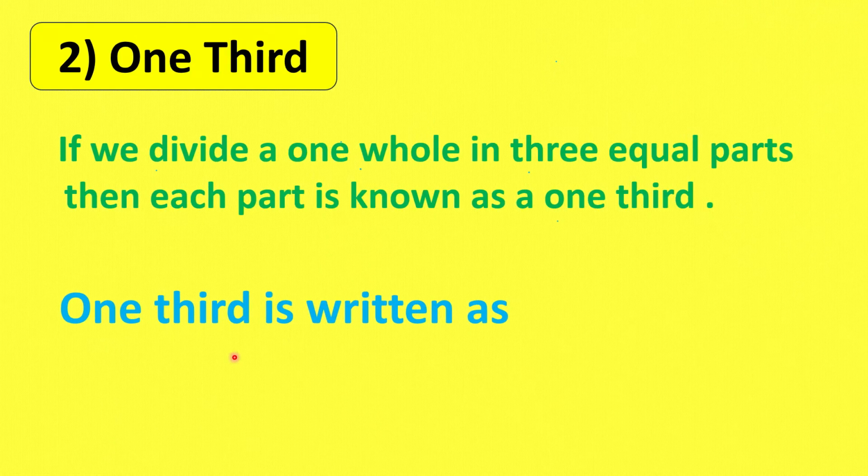One third is written as a one, which represents our whole, and then we use a slanting line, which is known as a bar, and here a three. That three represents the third part of a whole. Now look at here.